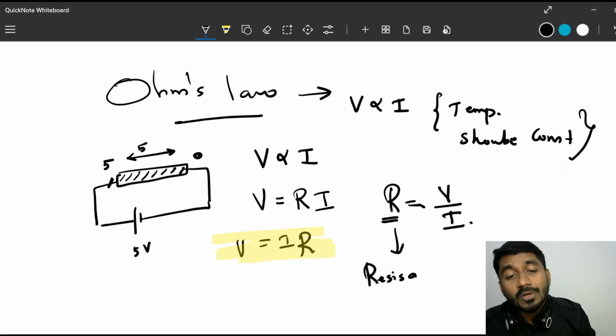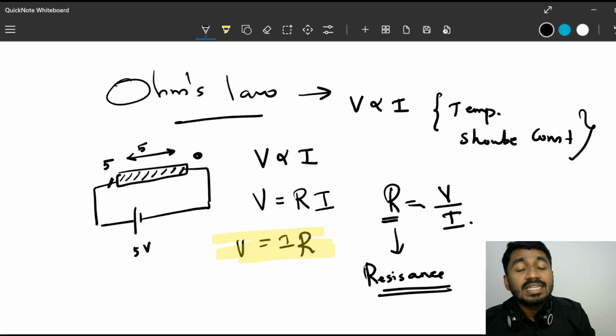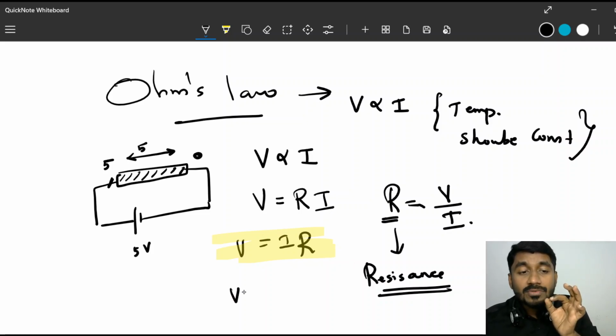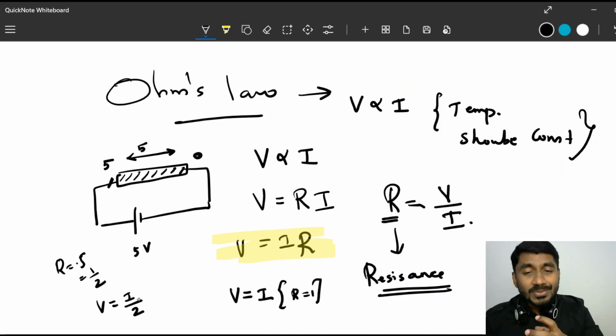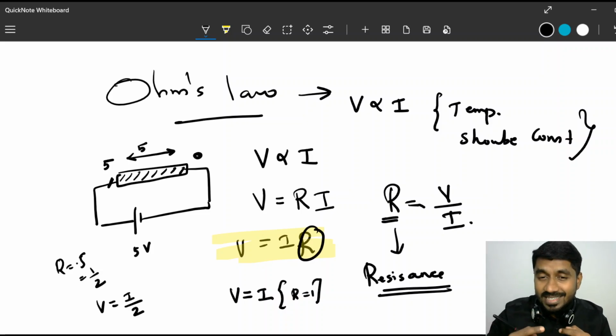This constant we are calling resistance here, because the voltage will be equal to current times resistance. This is what Ohm's law says. But if resistance is equal to 1, clear? If resistance is equal to 0.5, or 1 by 2, then voltage will be equal to I by 2. So they are not equal this time. These are always proportional, and who is controlling all these things? The resistance. So we can define the resistance right now.